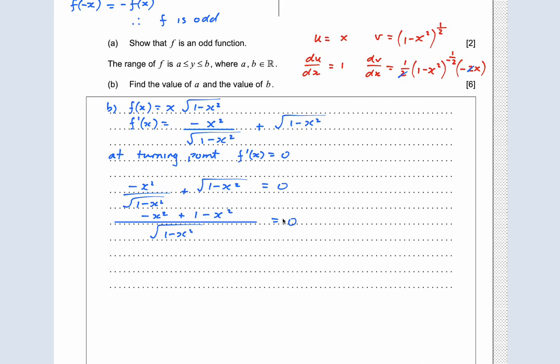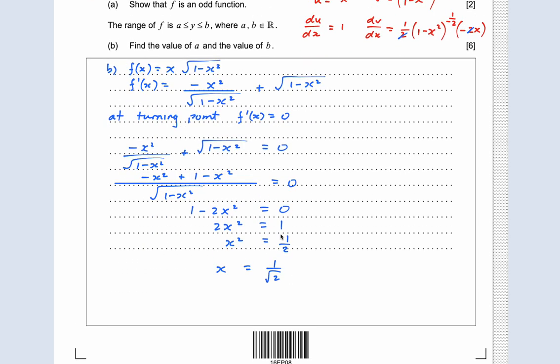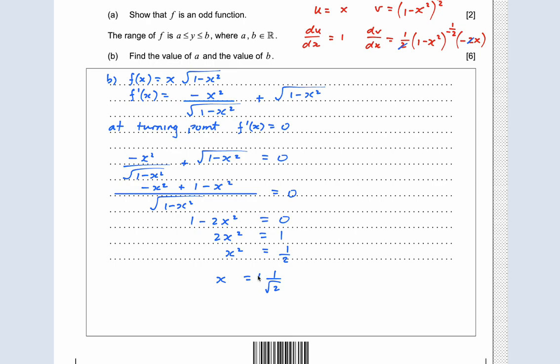Now I have a fraction equal to 0, so the numerator must equal 0. So this is minus x squared minus x squared, which is minus 2x squared, plus 1, or 1 minus 2x squared. That's the numerator, equals 0. 2x squared equals 1, x squared equals a half, and x is equal to the square root of a half, which is 1 over root 2. Okay, now you think you're finished, but you're not. And by the way, guys, it's plus or minus.